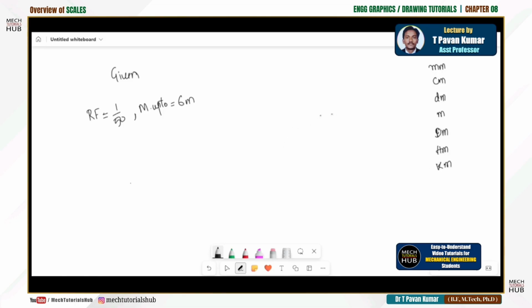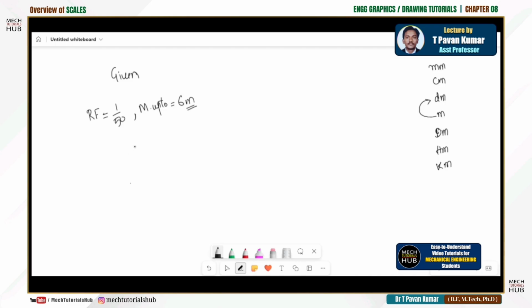Now meters are given to you. Next subunit is what? Decimeter. So if you construct a scale of meters, obviously it is going to measure 2 units. What are those two? One is the main unit, one more is the subunit.